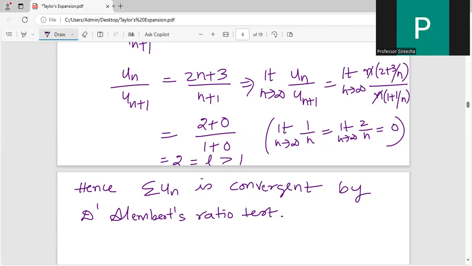I'll discuss one more example on a ratio test, guys. In short, it is called D'Alembert's, in short, it is called ratio test. Otherwise, it is D'Alembert's ratio test.